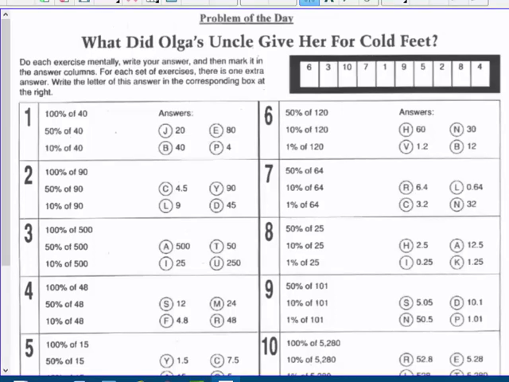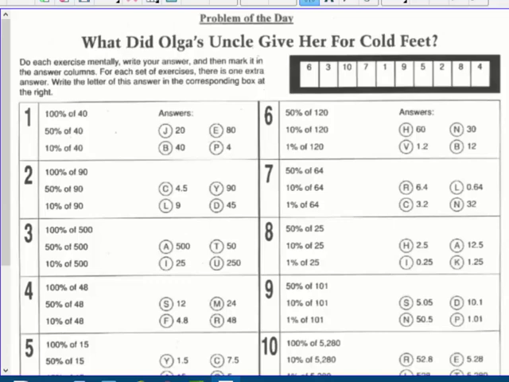Today's video starts on page 20 in your packet. Problem of the day. What did Olga's uncle give her for cold feet? Do each exercise mentally. Write your answer and then mark it in the answer columns. For each set of exercises, there is one extra answer. Write the letter of this answer in the corresponding box at the right. So what did Olga's uncle give her for cold feet?